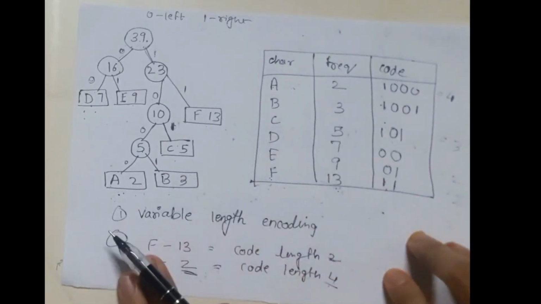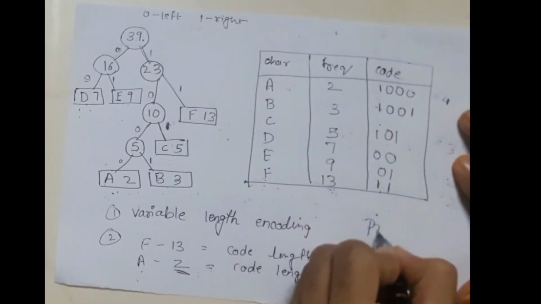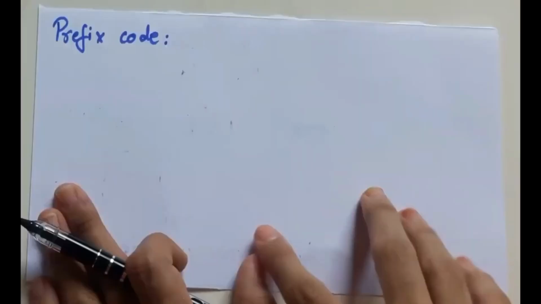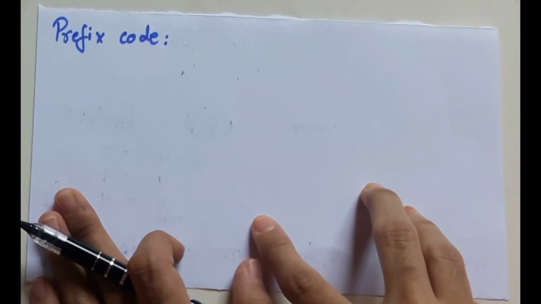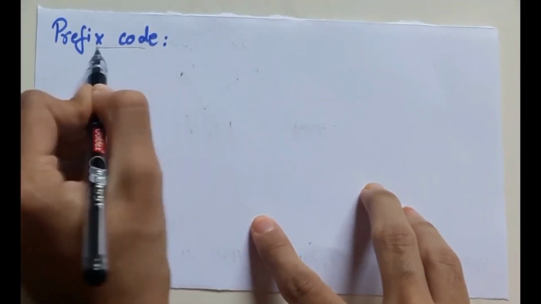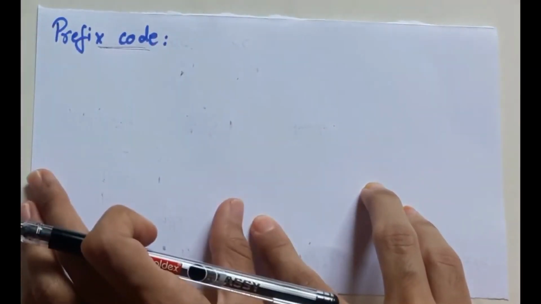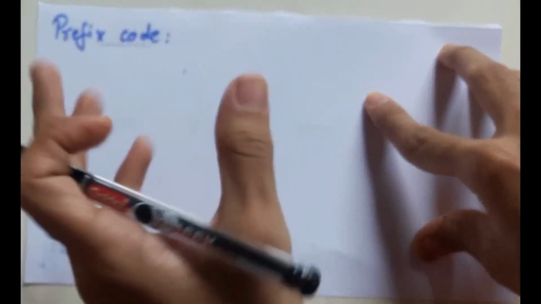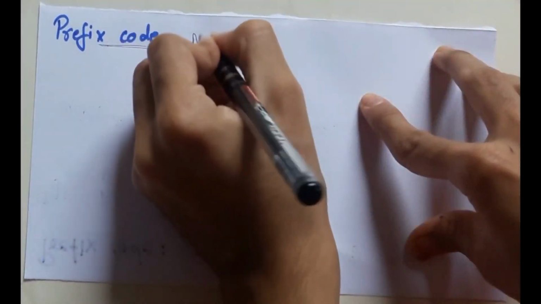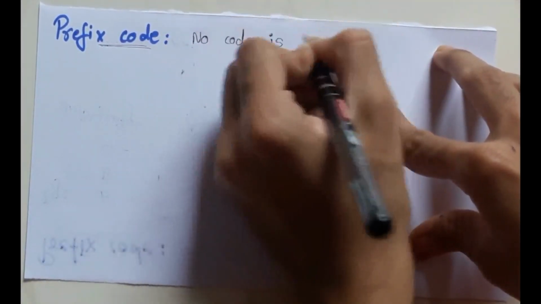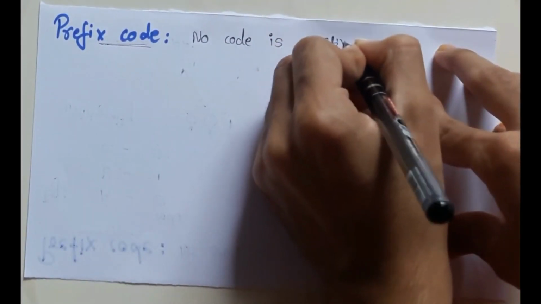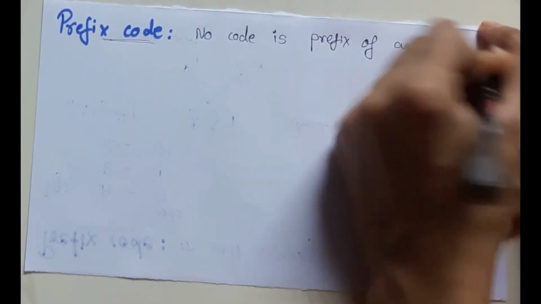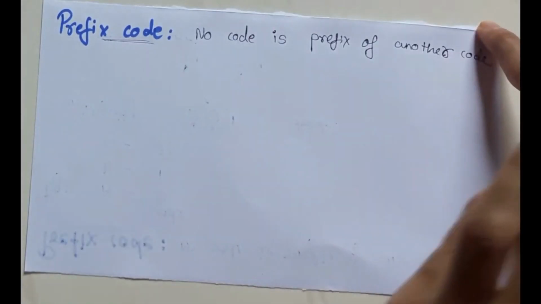And also Huffman coding follows the technique of prefix code. So now let us see what this prefix code is. Now let us understand what this prefix code is. Huffman coding ensures this prefix code. It is also called the prefix rule. And what does the prefix rule say? No code is a prefix of another code. What does this rule say? No code is a prefix of another code.